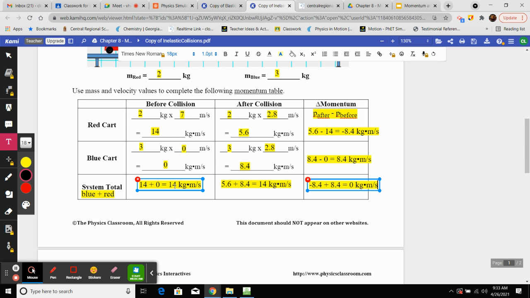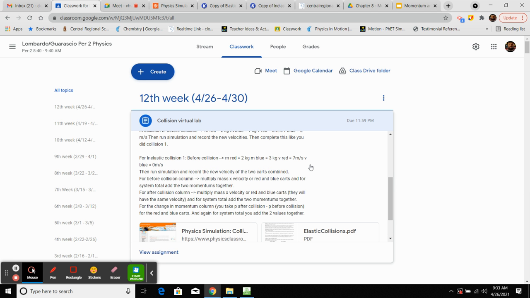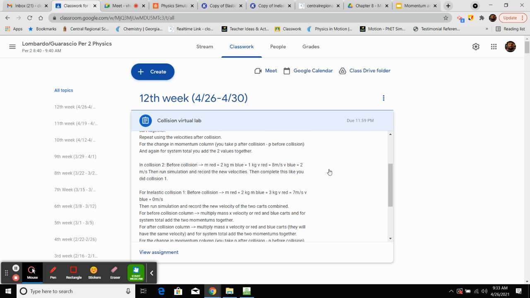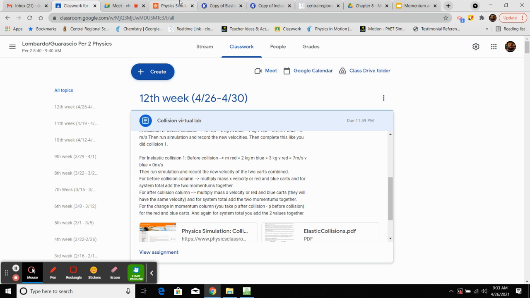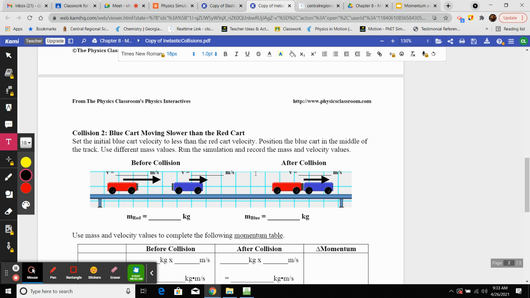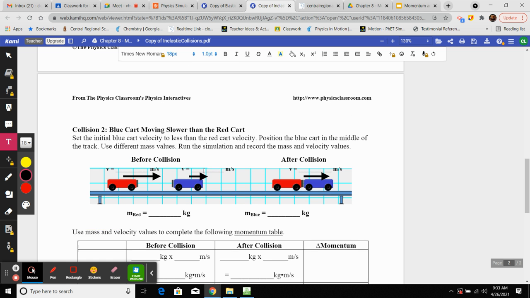So then I said, for the last collision, this is for inelastic collision 1, then run the new 2 cars combined. So you're going to basically do the second one the same way as we just did this first one. But I'll tell you what your values should be.